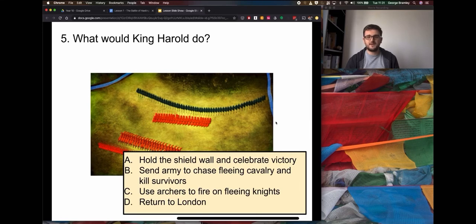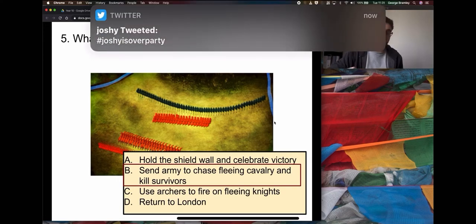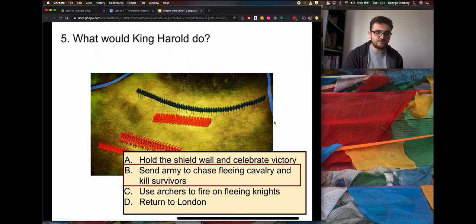Brilliant. Okay, can you move over to the final column? I'm going to tell you what really happened. King Harold Godwinson sent his men to chase the Normans as they run away. This was typical in battles at the time. As your enemy ran away, you took the opportunity to chase them, try and kill as many of them as you could so they couldn't come back and challenge you again in the future.